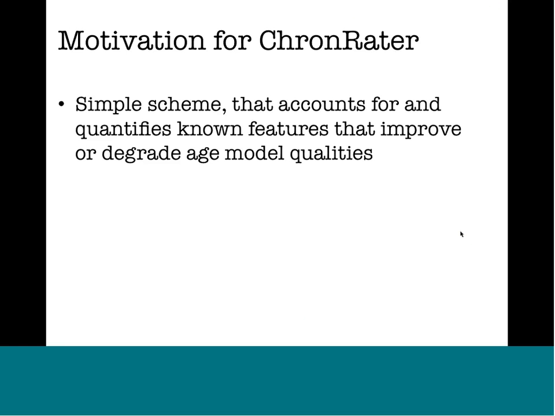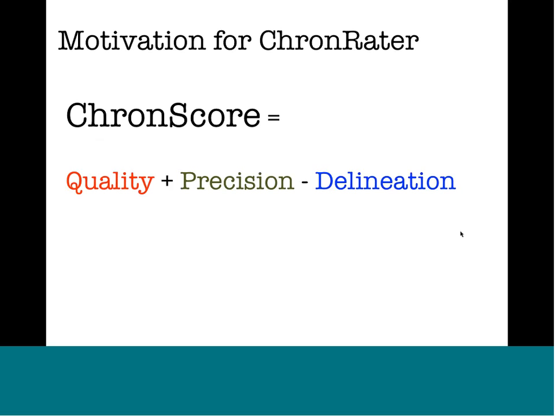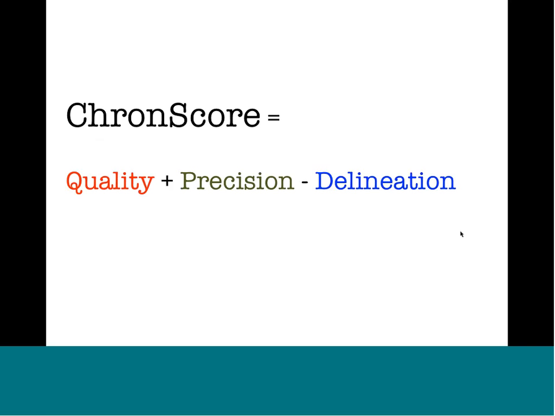It's a simple scheme that comes up with some sort of semi-quantitative rating that lets us separate the very good age models from the poor age models and rank them accordingly. And one advantage of this being a semi-quantitative scheme is it lets us incorporate some of this more qualitative understanding, which you can't really encode into an age modeling algorithm like what I was showing you earlier. So, Chron score. It's simple. It has 3 parameters, each of which I'll define here in a second. It includes information about quality, precision, and delineation. And so I'll briefly describe what goes into each of those things.